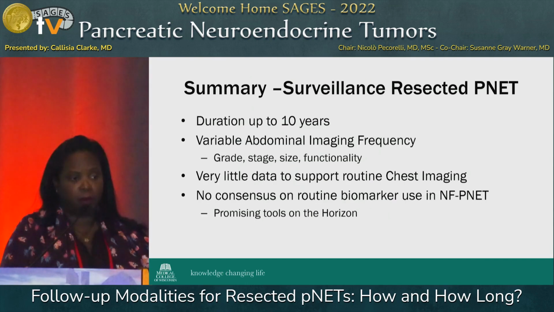So in summary, I think that we don't have a lot of data guiding us, but it does appear that duration of surveillance should probably be limited to at least 10 years. There's variable abdominal imaging frequency, and that should be based on grade, tumor size, and functionality. Very little data to support routine chest imaging in these patients, as they're most likely to fail in the abdomen. And there's really no consensus on routine biomarker use in monitoring of non-functional pNETs, even though there are some promising tools on the horizon.